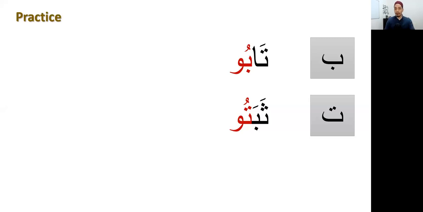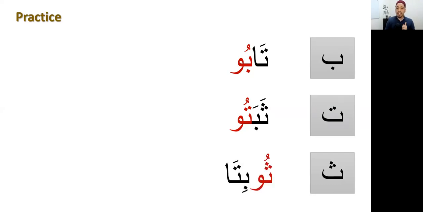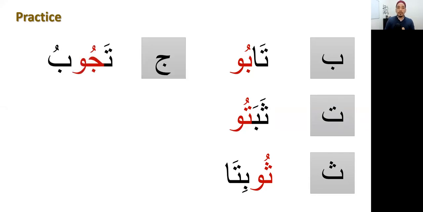Letter ta. Thabatu. Note that the waw mad has nothing on it. No fatha, no kasra, no dhamma. Thubita. I have an alif mad at the end, but the focus is the red. It is the waw mad. Thubita. Letter jim. Tajubu. Can you see how the ta is short, but the ju is long? Tajubu. Hu. Huta.